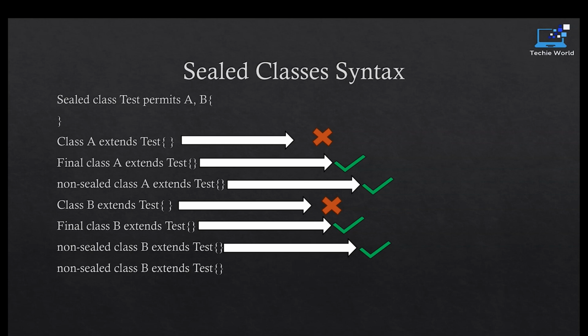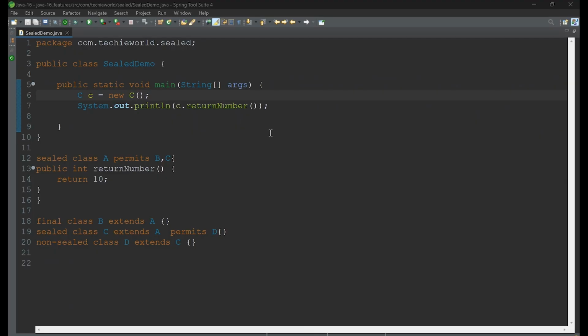Now let's have a brief code demo of sealed classes, which will make you understand them in a better way. To save time, I have already written the code here. You can see I have written a class SealedDemo, which has a main method. Then come back to line number 12. I have written a class A, which is permitting B and C. In class A, we have a returnNumber method, which is returning a random number, say 10. Now I'm writing final class B extends A.